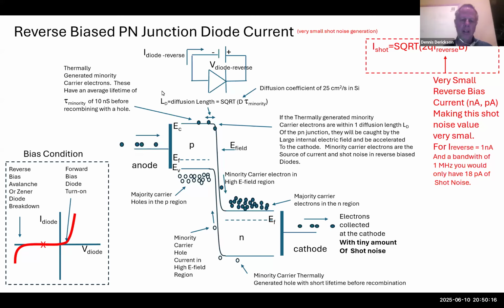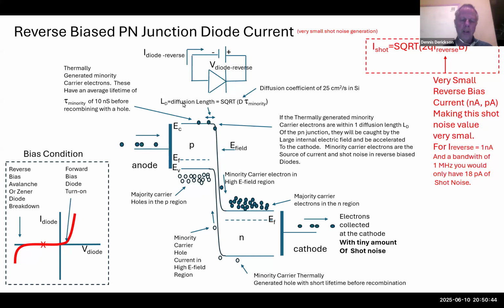This vertical axis is electron potential. The horizontal axis is position in the diode. So here the electrons have a lot of potential energy. When they're far away from this high field region, they're just kind of going through recombination and generation all the time. But if they are within one diffusion length of the E field region, then there's a chance that they can get to this high field region before they recombine.